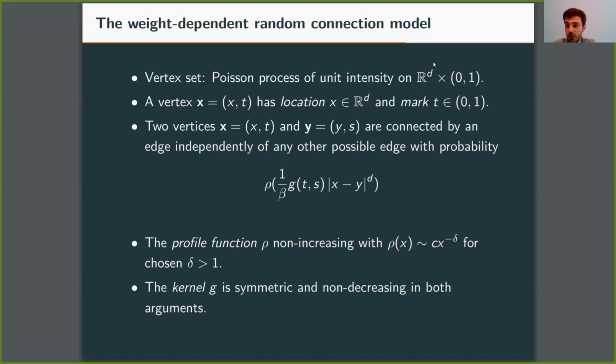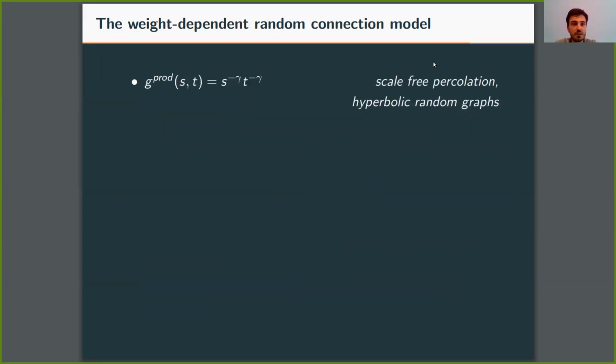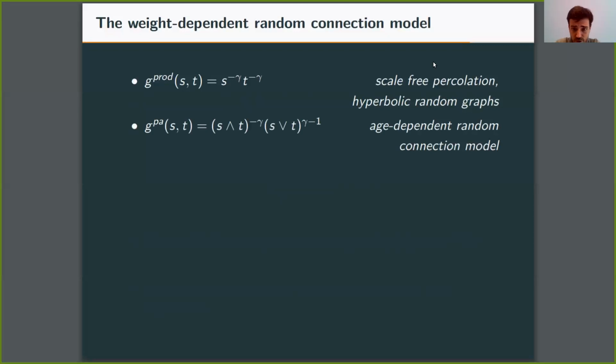Now, looking at the kernel functions we have already seen, first we look at the product kernel. In the weight-dependent random connection model, this leads to scale-free percolation, or if we choose the profile function rho a little bit more general, it leads to hyperbolic random graphs and their generalizations. The preferential attachment kernel leads to the age-dependent random connection model, which is a weak local limit of a spatial preferential attachment type network, the age-based preferential attachment network.